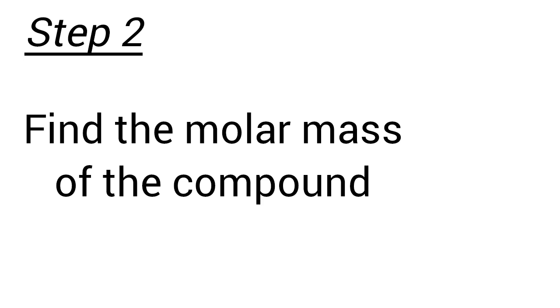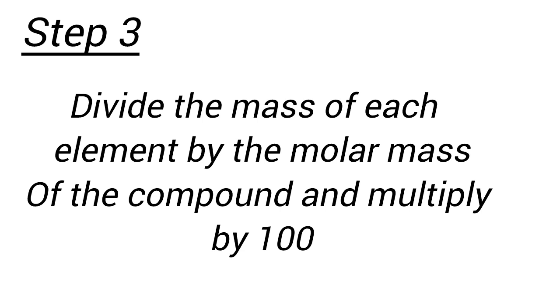And how do we do this? We do this by adding the masses of each element in the compound. Step 3. Divide the mass of each element by the molar mass of the compound and multiply by 100. So for the third step, we divide the mass of each element by the molar mass of the compound and multiply by 100 to get the percentage composition. Let's take an example using these steps.